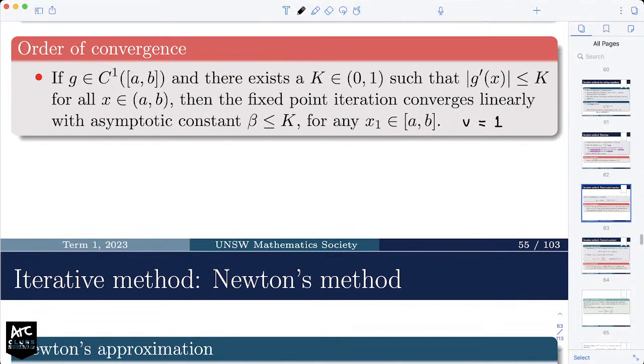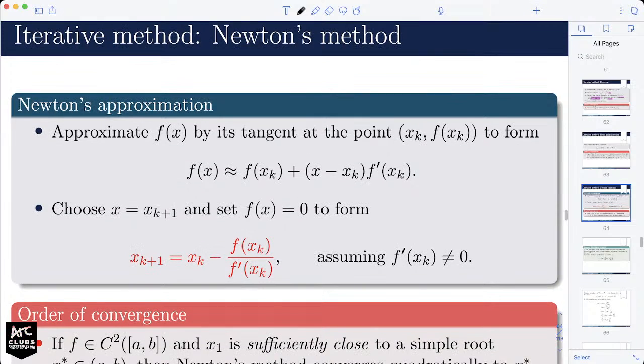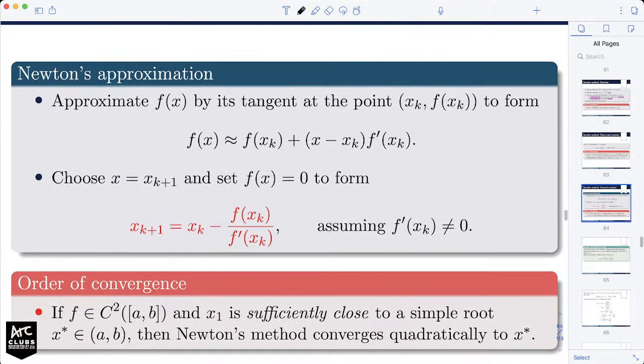Okay, next method is our Newton's method. And this is one of our more fast converging methods. With Newton's method, we actually have quadratic convergence. What that sort of means is that our order of convergence is going to be 2, given certain conditions, right? So if x1 is sufficiently close to the simple root, if f is 2 times differentiable, then we actually get quadratic convergence. In some cases we don't actually have it converging. Again, what we're sort of doing here is this formula over here.